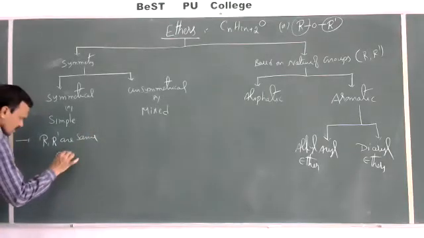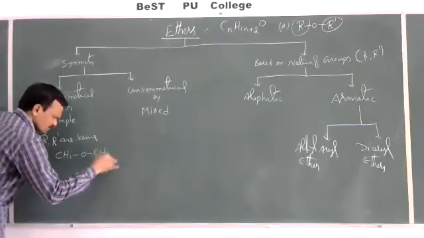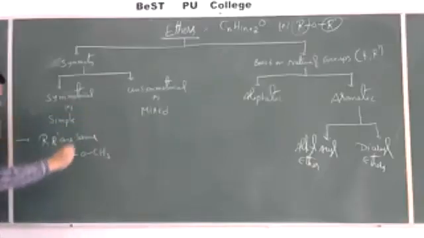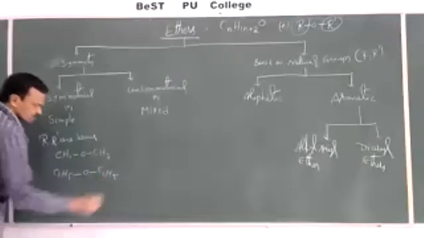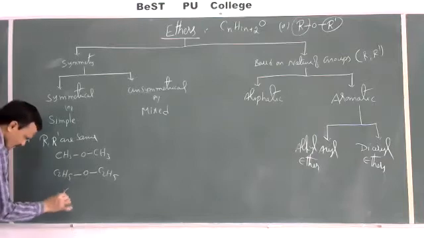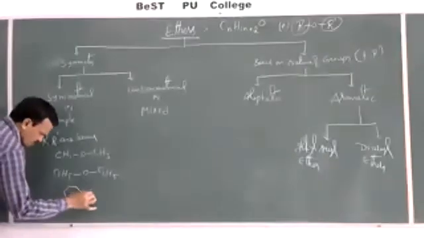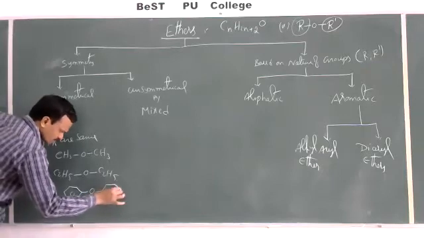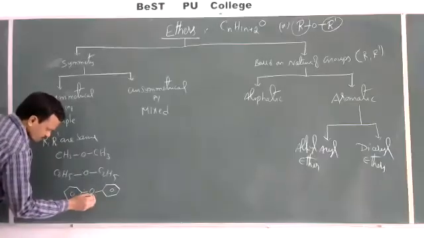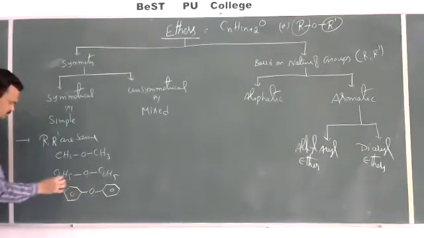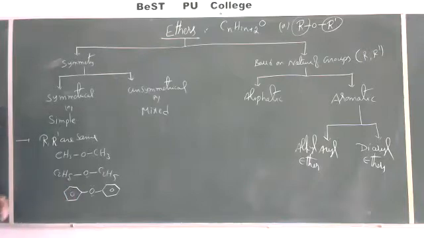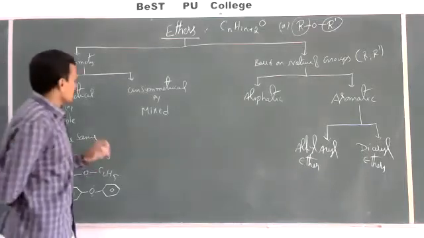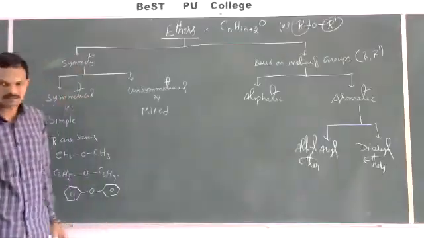Examples here: CH3OCH3. Regarding nomenclature, we will discuss afterwards, after classification. C2H5OC2H5. Like this. Otherwise, both can be aryl groups. Like this. If the two groups, that is R and R dash, are the same, they are called symmetrical ethers.